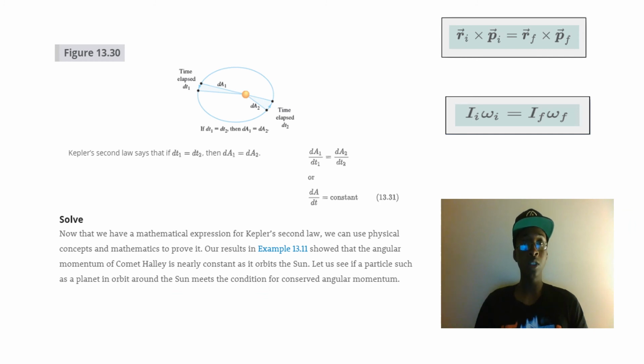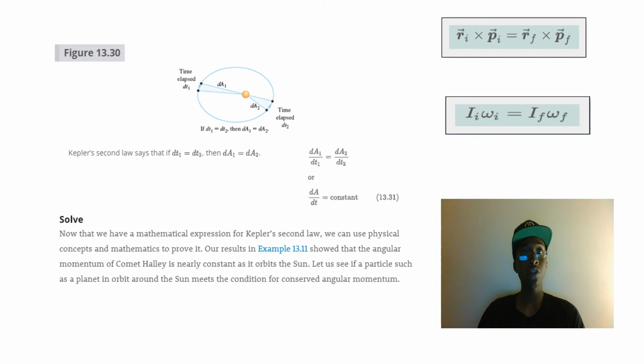In this slide, I'll provide an example using Kepler's second law. According to Kepler's second law, a line joining a planet to the sun sweeps out equal areas in equal times. We'll use the principle of conservation of angular momentum to prove Kepler's second law. As you can see in the figure, we have dA1 and dA2, and Kepler's second law says dt1 equals dt2, then dA1 equals dA2, and so it can be written as dA over dt equals constant. To solve this, we use physical concepts and mathematics to prove it.